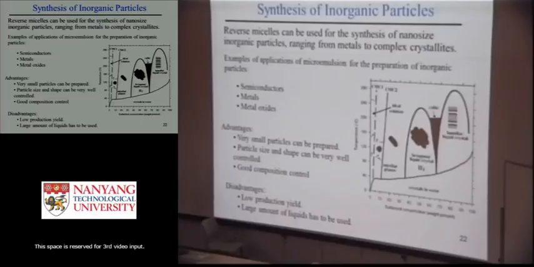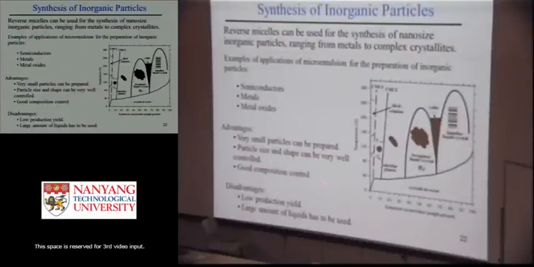Actually, in the tutorial, we have one practice on how to estimate which parameter we should change in order to change the droplet from 60 nanometers to 30 nanometers, and then you can control it to be even smaller. The particle size and shape can be very well controlled based on this phase diagram. The size actually refers to the next concept, the water-to-surfactant ratio. We will calculate that in the tutorial as well.